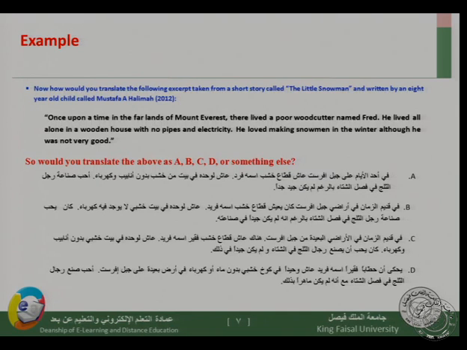Now this is the first paragraph, and to enjoy the whole story, I leave it to you, read the whole story. But what matters to us here is how to translate a short story for children, in particular, with regard to this one. So would you translate the above as A, B, C, D, or something else? I will read them out.